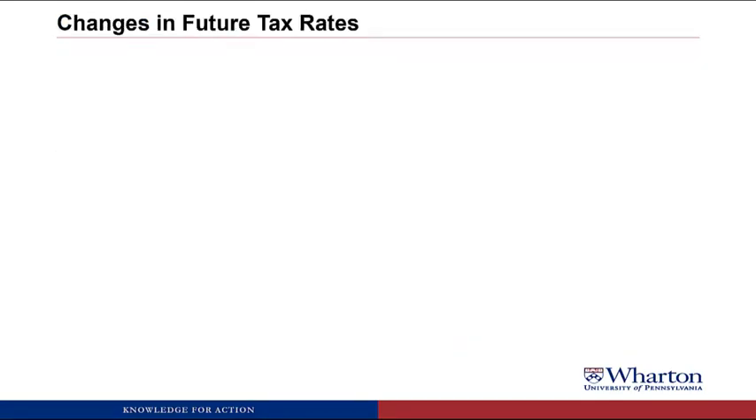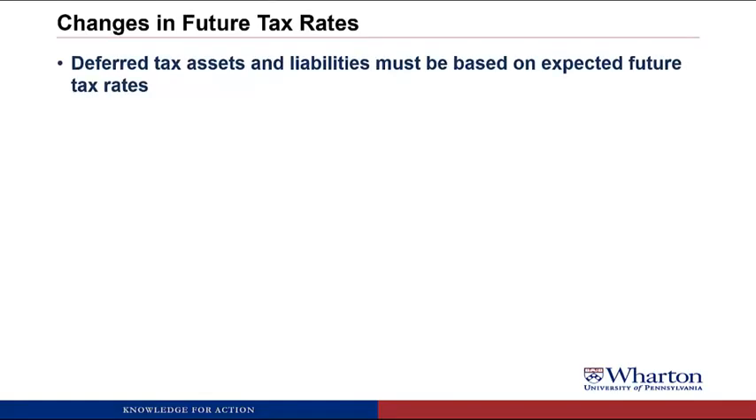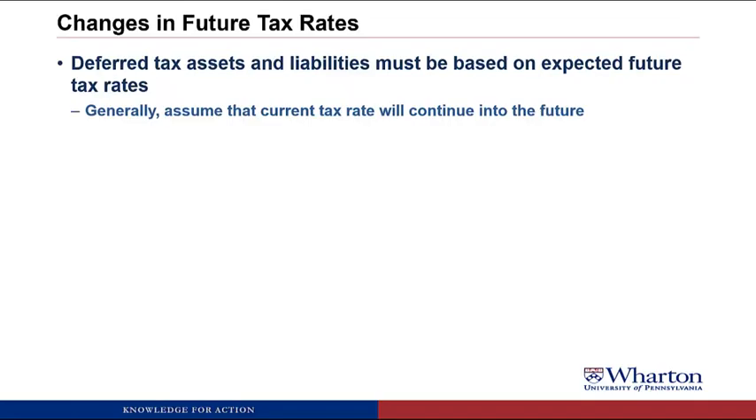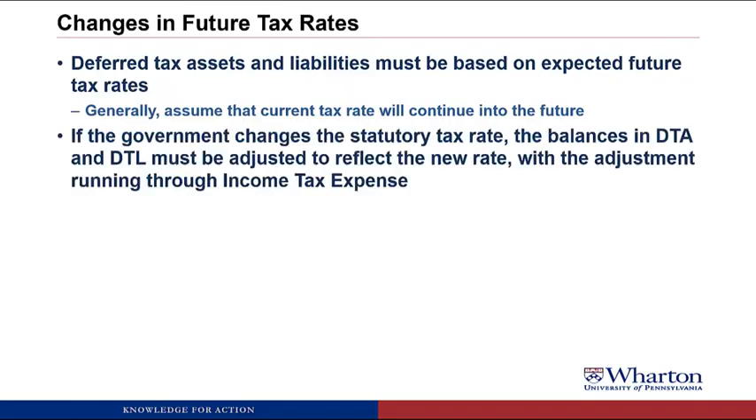Now we're going to throw a little bit of a wrench in the calculation for deferred tax assets and deferred tax liabilities, and that is changes in future tax rates. So deferred tax assets and liabilities must be based on expected future tax rates. And what we've been assuming so far is that whatever the current rate is, 35%, will continue on into the future. But if the government changes the statutory tax rate, the balances in deferred tax assets and deferred tax liabilities must be adjusted to reflect the new rate, with the adjustment running through income tax expense.